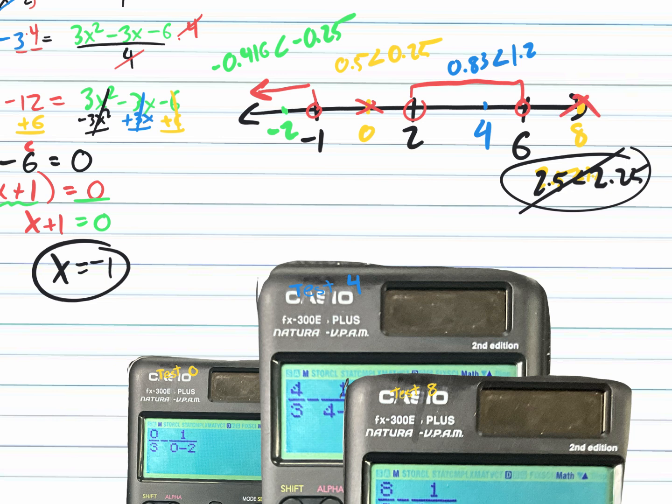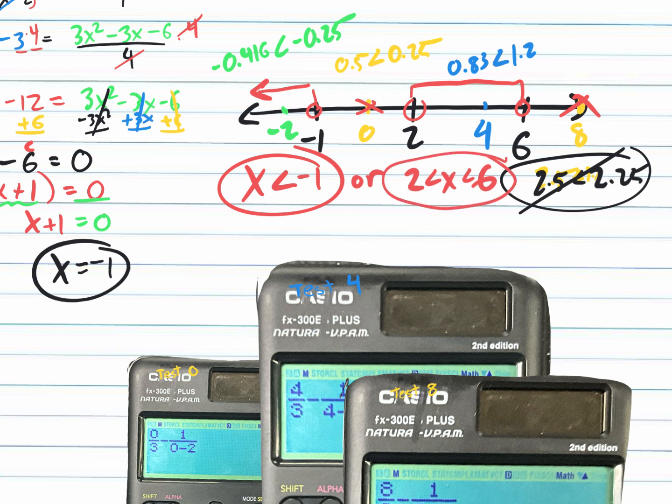So what are our answers? We have different inequalities. This first inequality, you would write as x is less than -1. That's one answer. Then you have the word or, because it could also be the area between 2 and 6. So that'd be a compound inequality: 2 on the left side, 6 on the right side, x in the middle, less than symbols. So that would be your complete answer. x is less than -1, or 2 is less than x is less than 6.